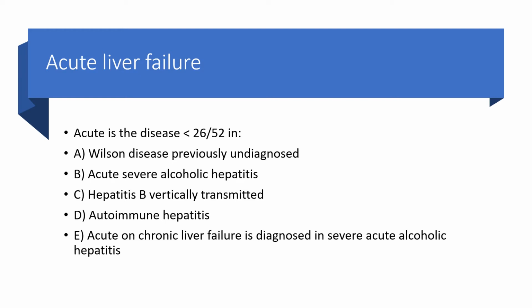Then we're going to find that in Wilson disease previously undiagnosed. If you want to know more about Wilson disease, you can check my channel for that. I have a separate full presentation on Wilson disease. It could be in acute severe alcoholic hepatitis. It will also be found in hepatitis B that has been vertically transmitted, in autoimmune hepatitis, or in acute or chronic liver failure that is diagnosed in severe acute alcoholic hepatitis.